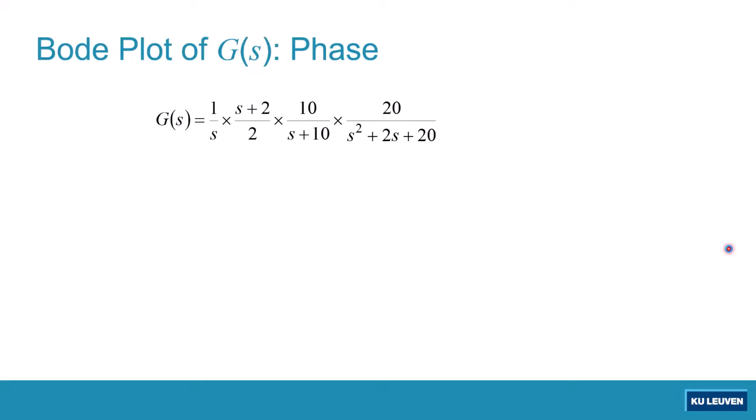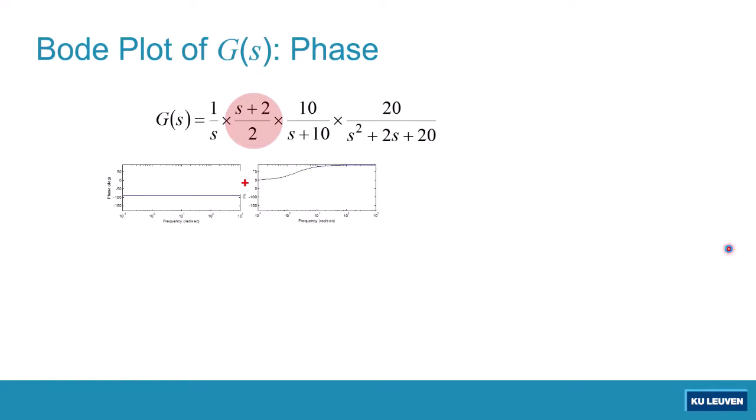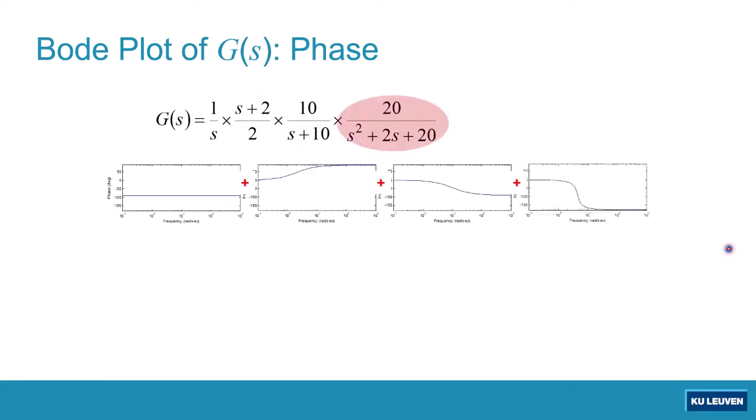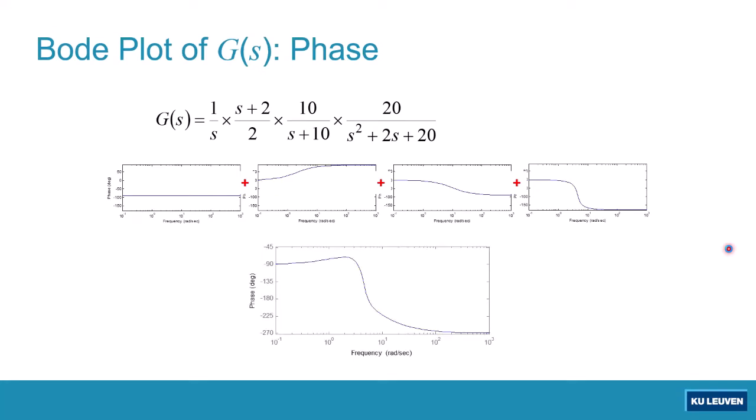While for the phase plot, I will do the same thing. If by any means again I know this is the plot of G1 and this is the plot of G2, respectively I know the plot of G3 and G4, the total plot of these four phase plots is equal to the phase plot of G(s). So that is the concept of how we are later on going to plot a complex system.